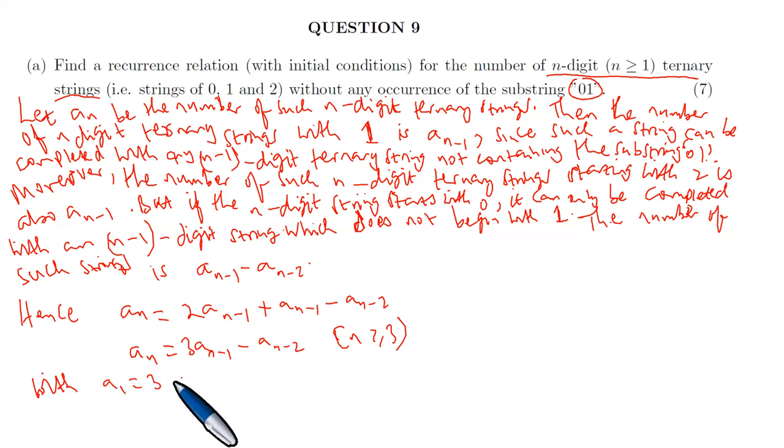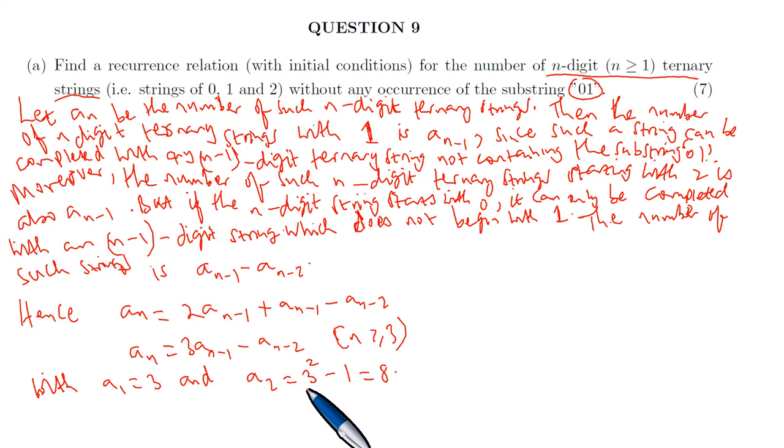A1 equals 3. And A2, if this one is the number of such n-digit strings, right, so A1 is 3, and what is A2? Okay, we analyze this together, but we argue that A2 is going to be 3 by 3, minus 1. But 3 by 3 is 3 squared, so that you get 8. And these two give the initial conditions. But let's analyze these together and make sure this is very clear.